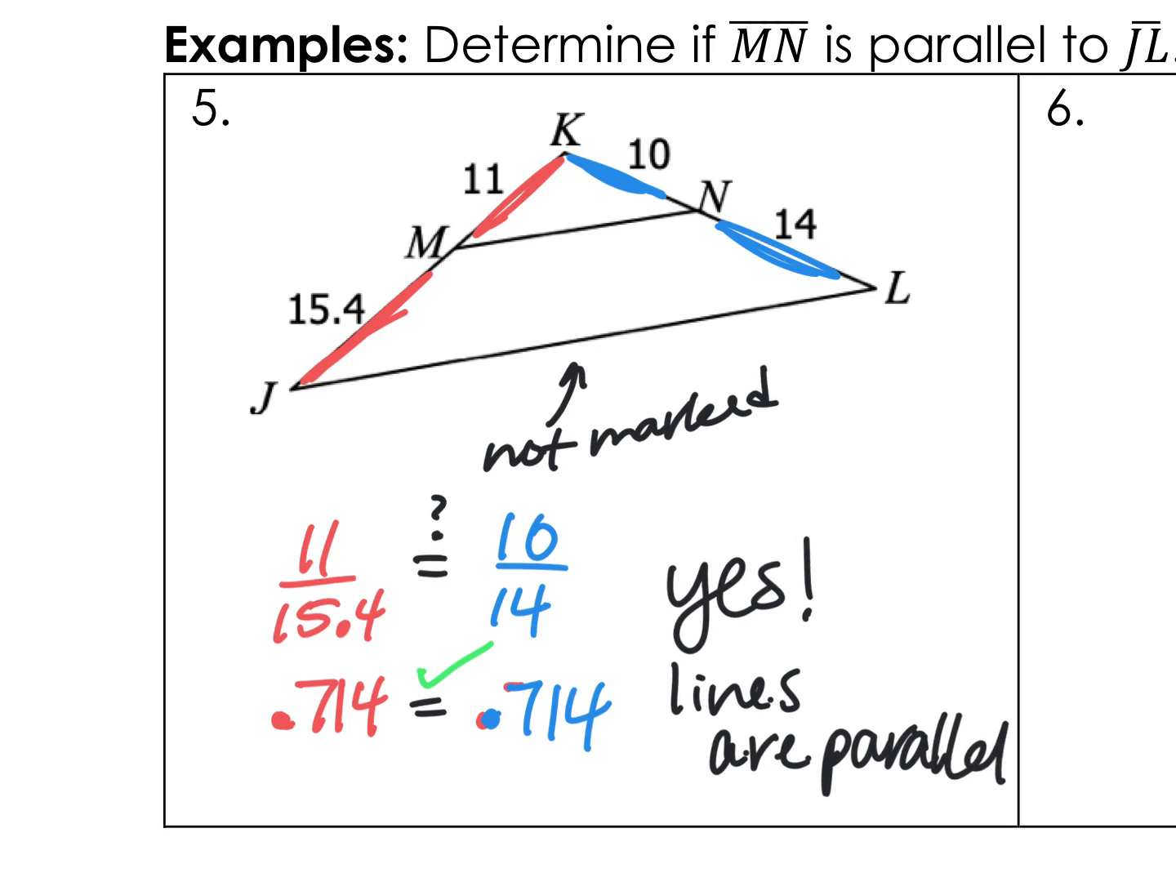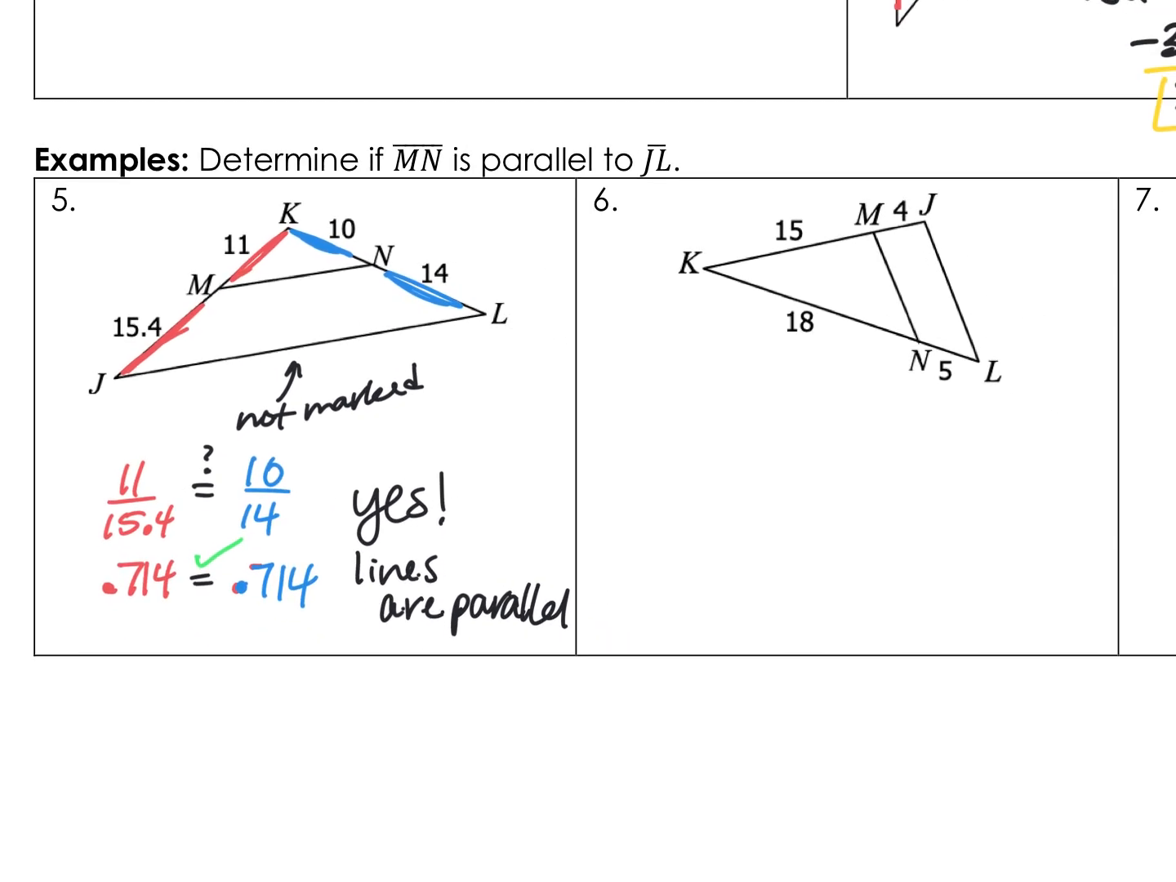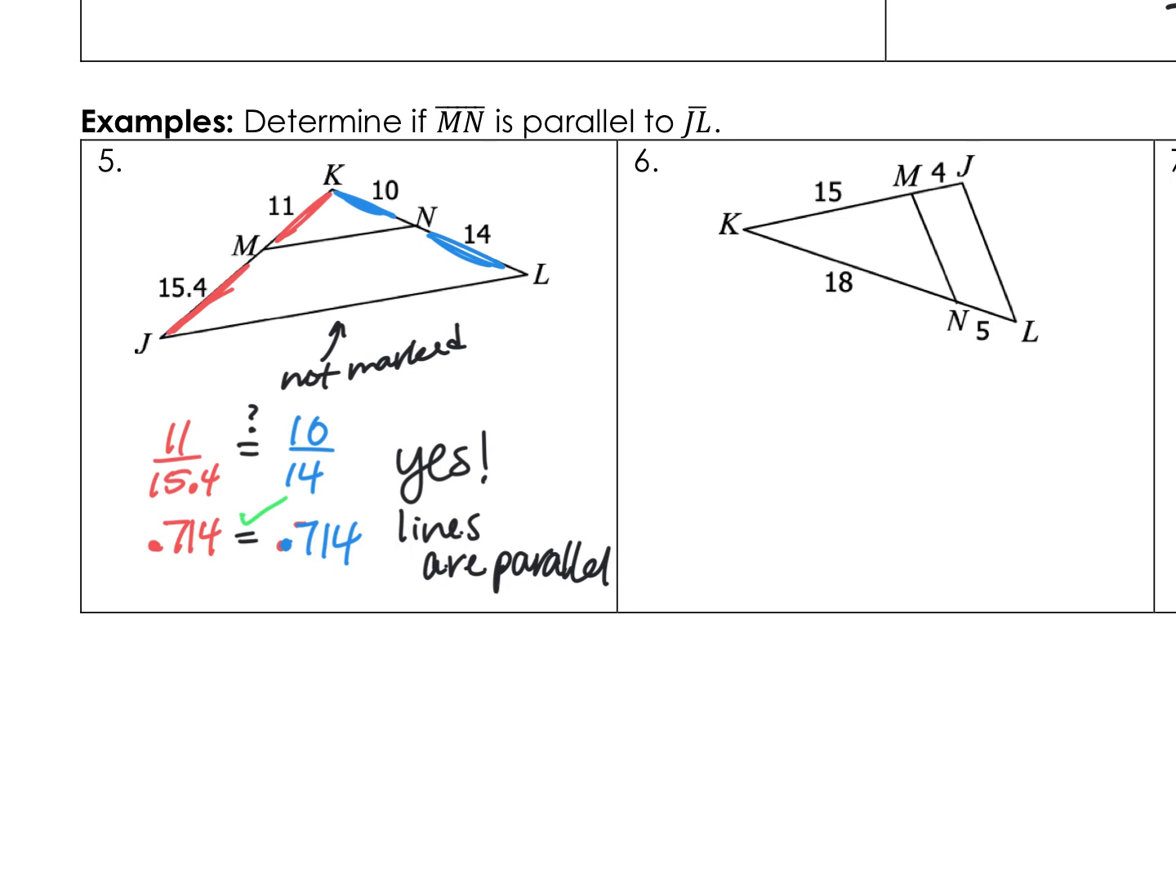We're not going to do number 6. Actually, yeah, we will do number 6. Sorry, I lied. Let's move on to 6. Again, set it up. You need to check and see, are my ratios equal? And if they are, you can tell me that the lines are parallel. I'm saying all the wrong words today. 4 over 15, is that equal to 5 over 18?